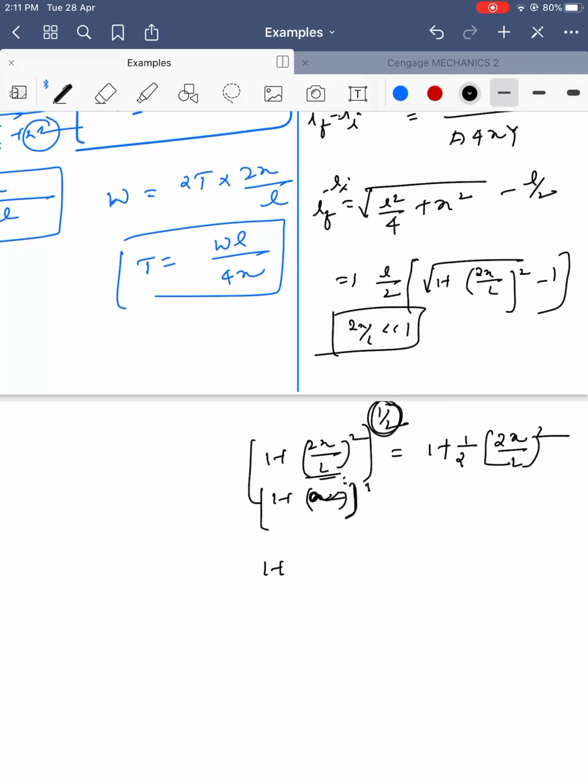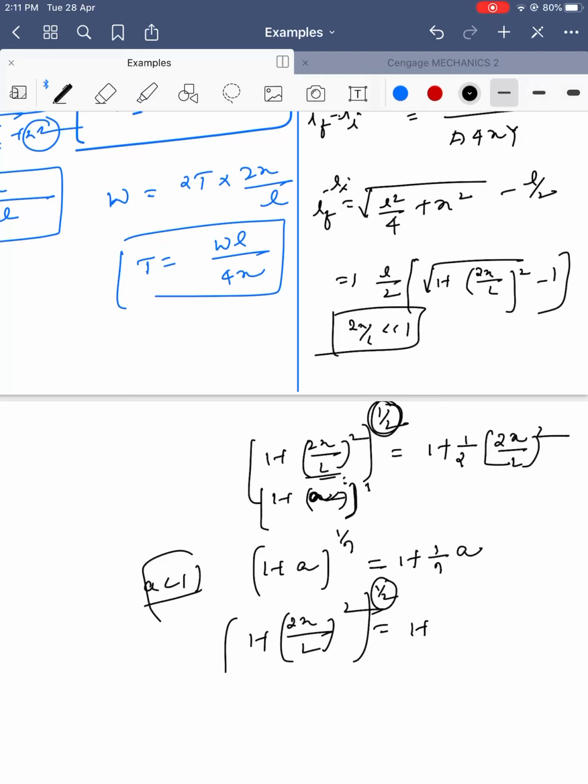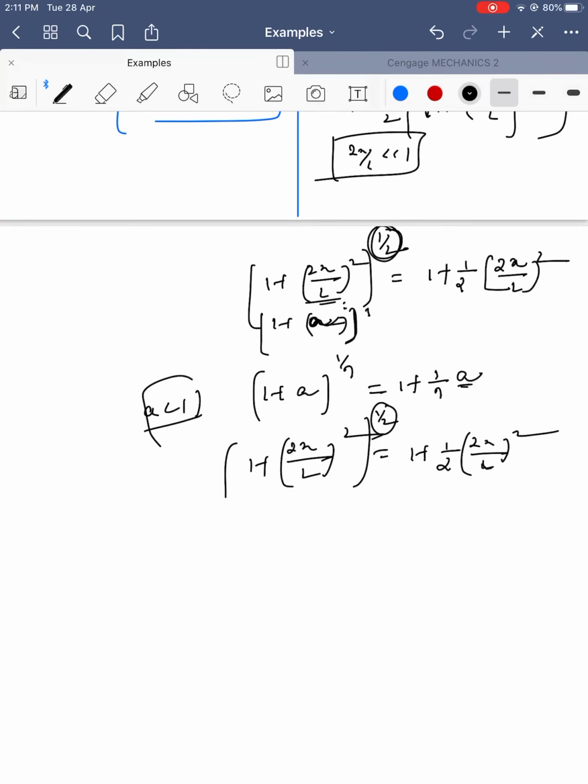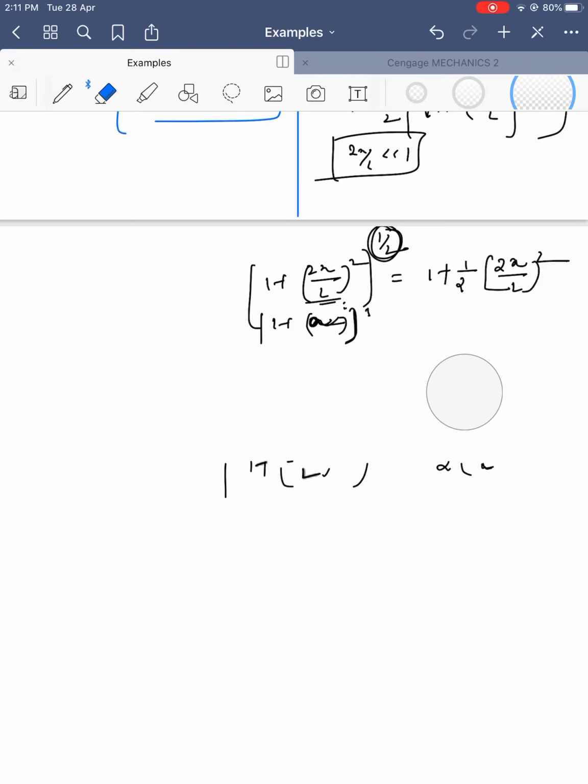Okay, let me write clearly. 1 plus a whole power 1 by n, if it is given like this, becomes 1 plus 1 by n into a. Instead of a here we have 2x by L whole square. This a should be less than 1, understand. Here n is 2, so we got 1 plus 1 by 2 into a, where a is 2x by L whole square. Okay, let's simplify; I am erasing everything.